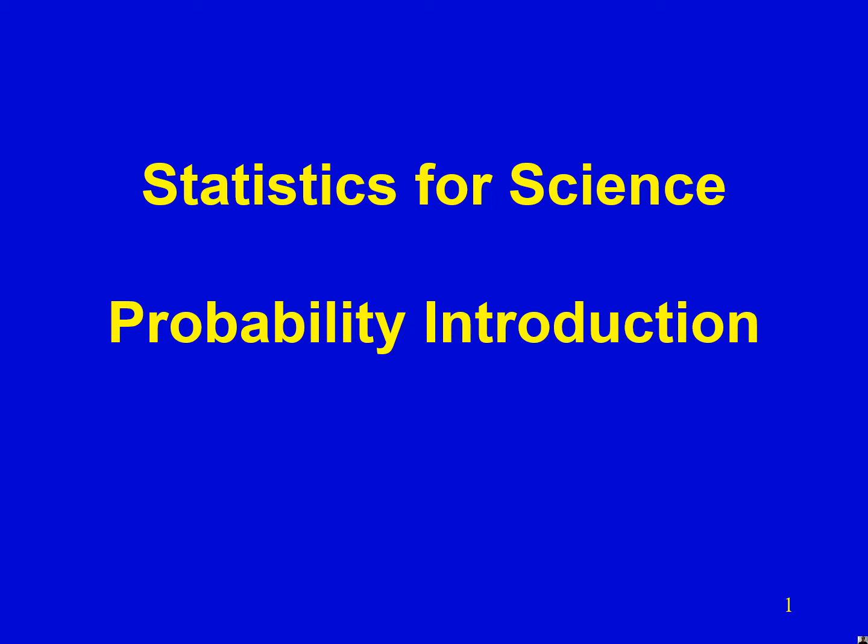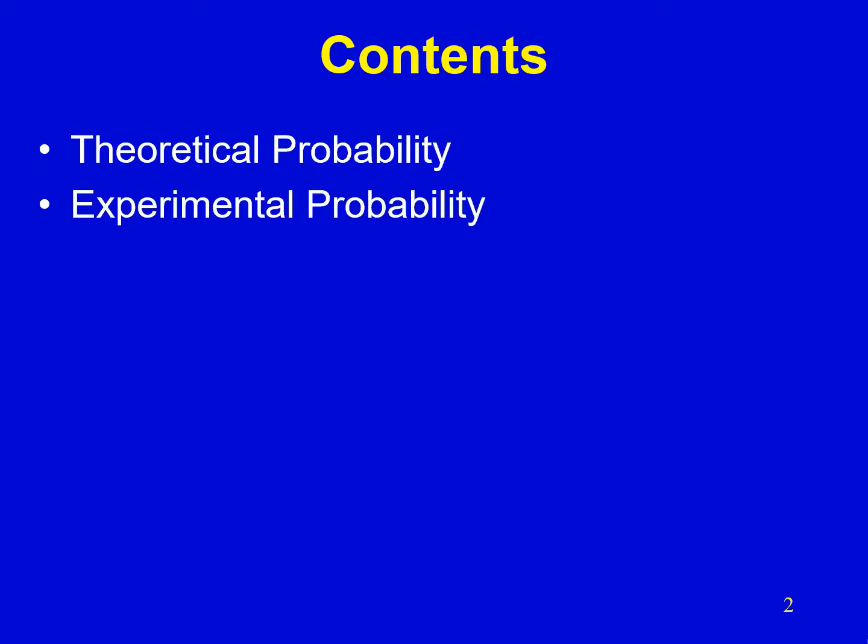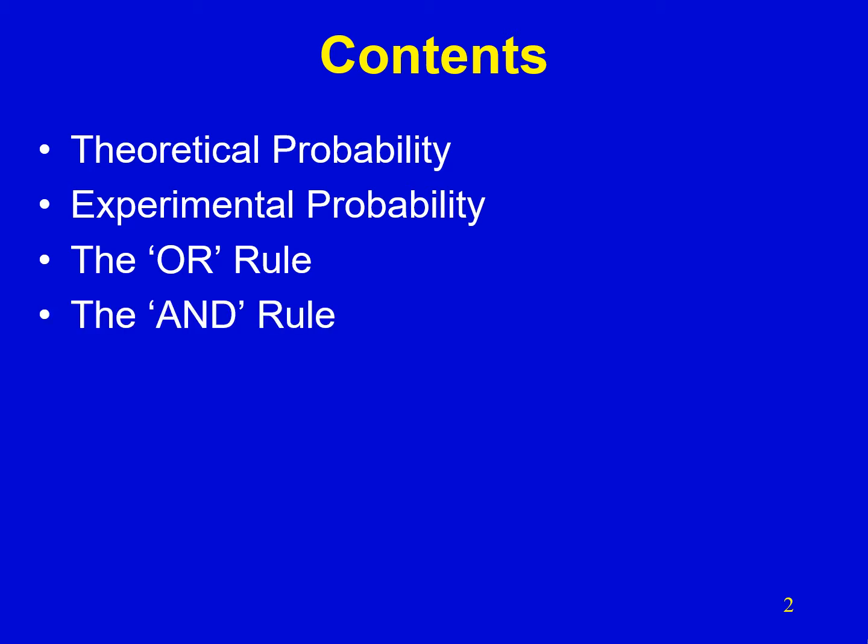In this lesson, we're going to look at probability. We're going to look at a couple of ways of calculating probability, namely theoretical probability and experimental probability. We're going to look at a rule when we want to work out the probability of something or something, and another rule for when we want to work out the probability of something and something.